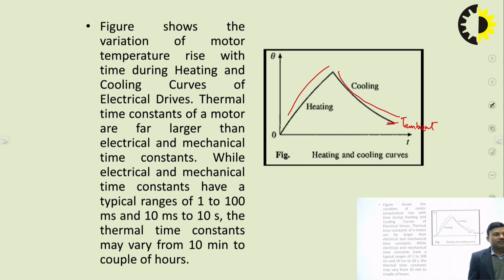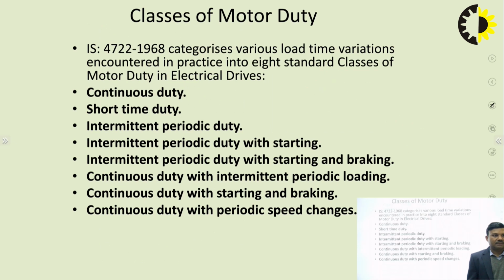The thermal time constant of a motor is far larger than the electrical and mechanical time constants, while the electrical and mechanical time constants have a typical range of 1 to 100 milliseconds and 10 milliseconds to 10 seconds. The thermal time constant may vary from 10 minutes to a couple of hours.